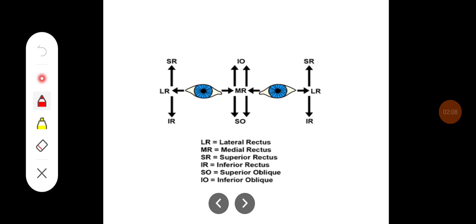When the eye is in abducted position, the elevation is caused by superior rectus and the depression is caused by inferior rectus. That one has to remember. And when the eye is in adducted position, the elevation is caused by inferior oblique and the depression is caused by superior oblique.